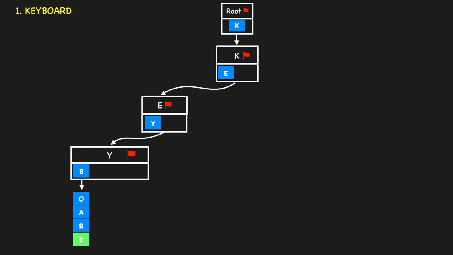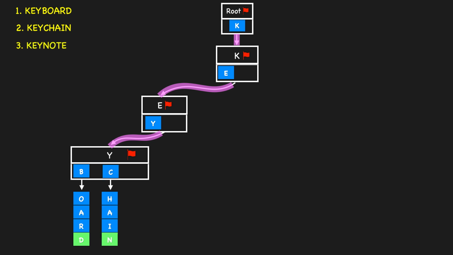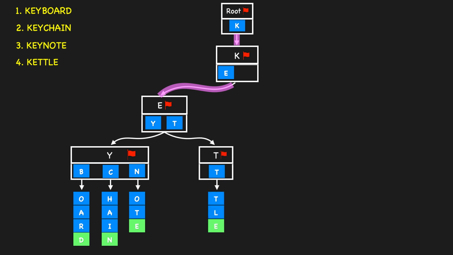The next word we will insert is keychain. Since the prefix key already exists, we'll start inserting trie nodes beginning with the letter C. The next word is keynote. We will insert trie nodes beginning with the letter N. The next word is kettle. We will insert nodes beginning with the letter T. The last word is kite, and we will insert trie nodes beginning with the letter I.